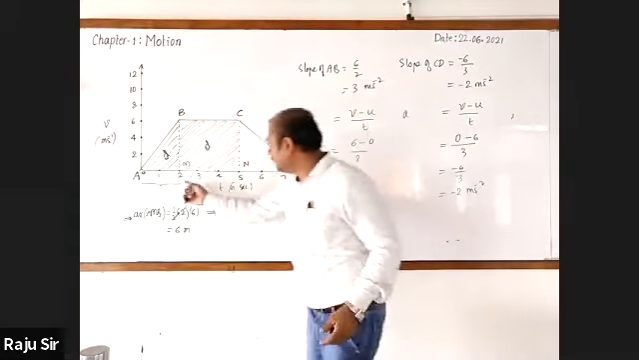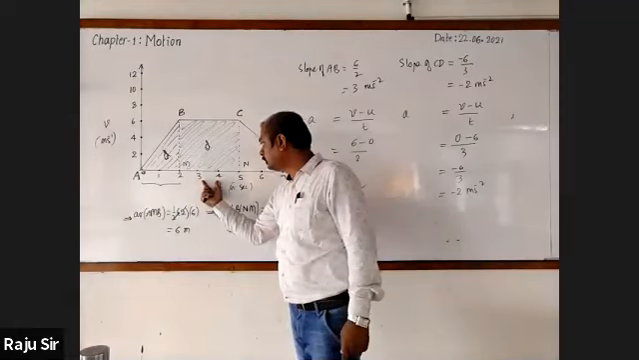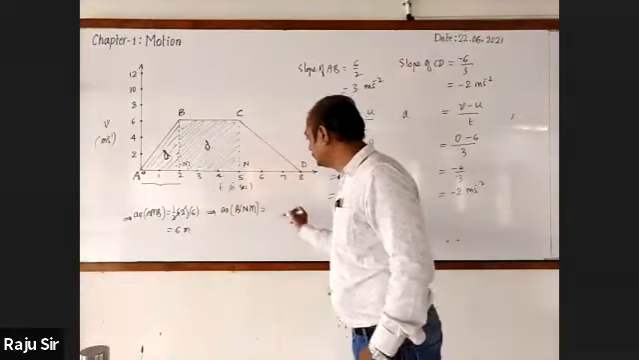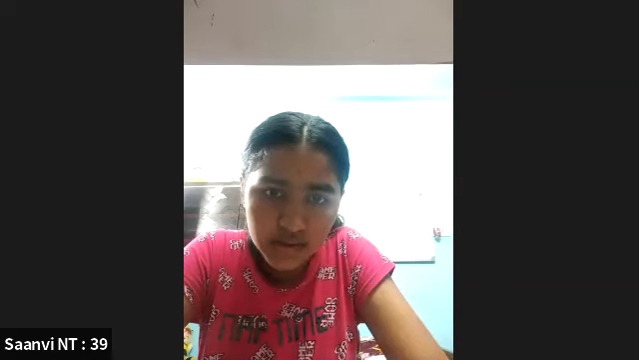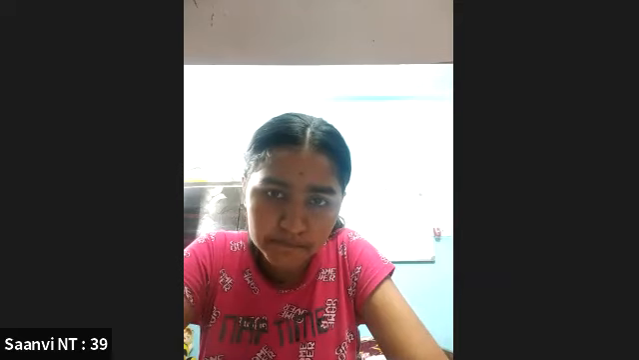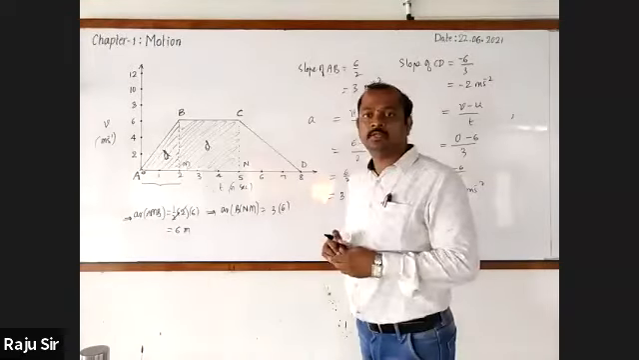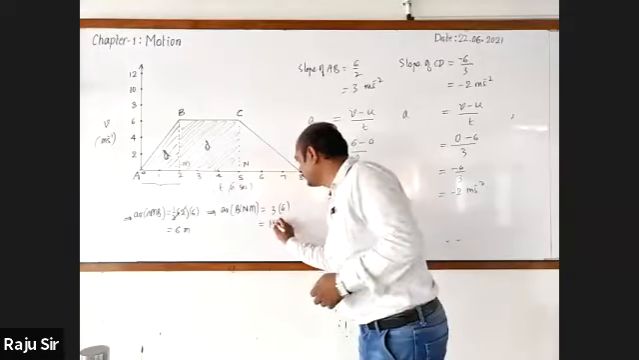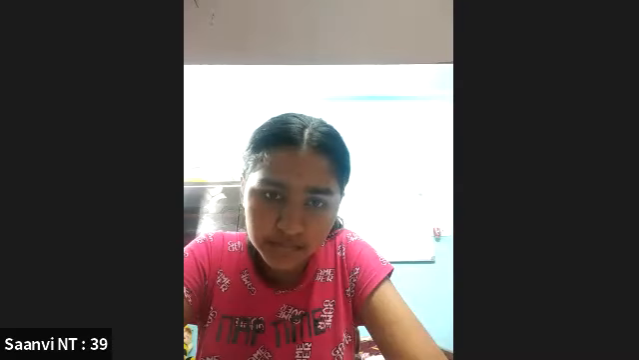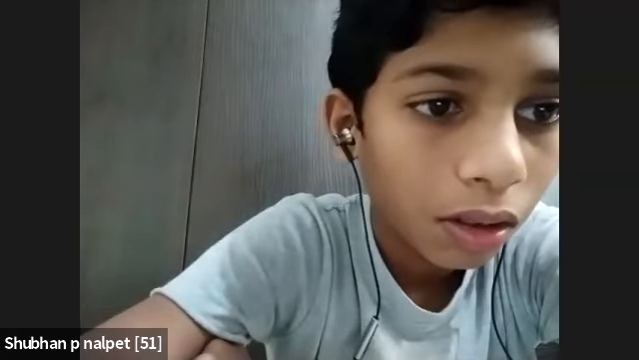Length into breadth. What is the length? 3 seconds, 3 units: 1 unit, 2 units, 3 units. Length is 3. And breadth? 6 meters. I'm not going to use the unit, just write the number. 3 into 6 is 18. 18 meters. Understand? Yes, sir.